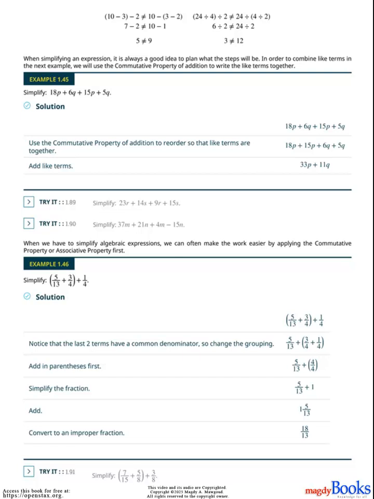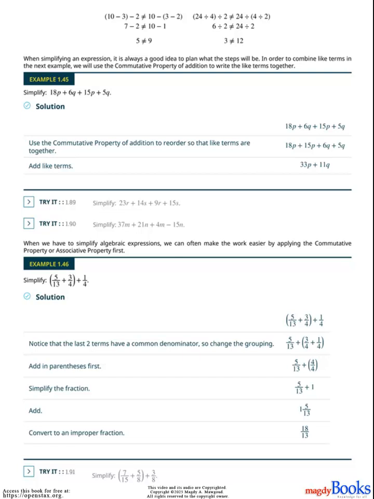When we have to simplify algebraic expressions, we can often make the work easier by applying the commutative property or associative property first. Example 1.46. Simplify. (5/13 plus 3/4) plus 1/4.